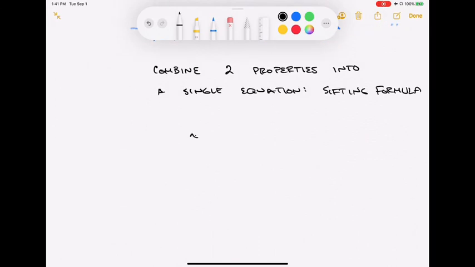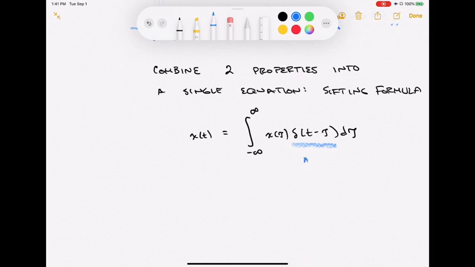It says that a signal x of t can be represented as an integral from minus infinity to infinity of x of tau times delta of t minus tau, d tau. So let's take a look at this. The right-hand side of this expression is using a delta function. When is that delta function non-zero? It is non-zero when the argument is 0, so at t minus tau equaling 0, or when tau equals t. So that function is non-zero at tau equaling t.